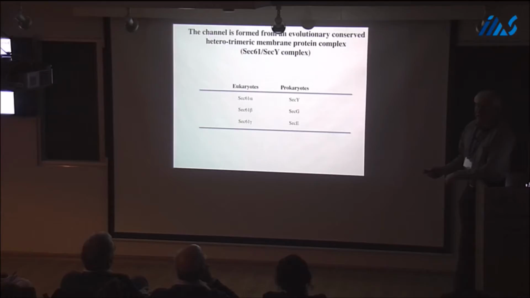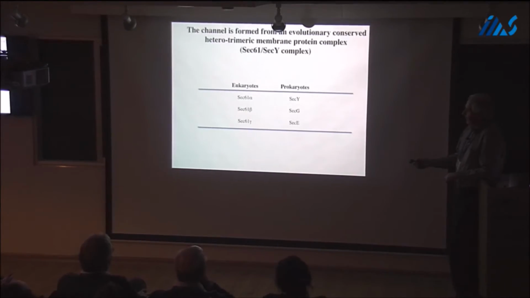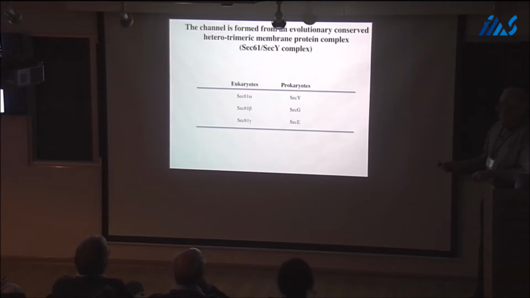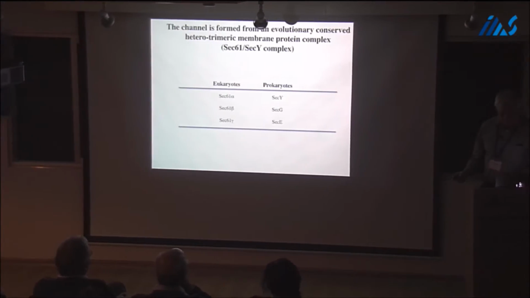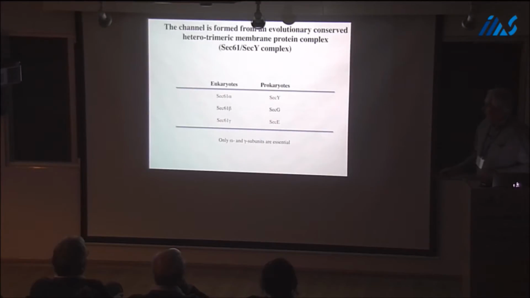The channel is formed from a very conserved, evolutionarily conserved membrane protein complex that consists of 3 subunits. It's called the Sec61 complex in eukaryotes and the SecY complex in bacteria. Here are the names of the subunits. In eukaryotes, it's Sec61 alpha, beta, and gamma. And in prokaryotes, I'd like you to remember the names because I will be mostly talking about prokaryotes. SecY is the alpha subunit, SecG the beta, and SecE the gamma subunit. I should also say that only the alpha and gamma subunits are actually essential. The beta subunit is dispensable.